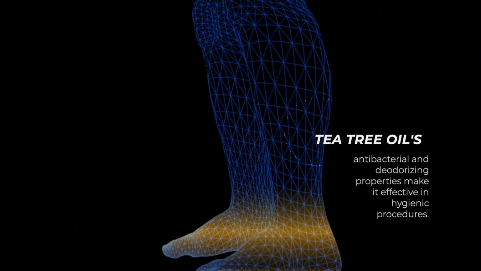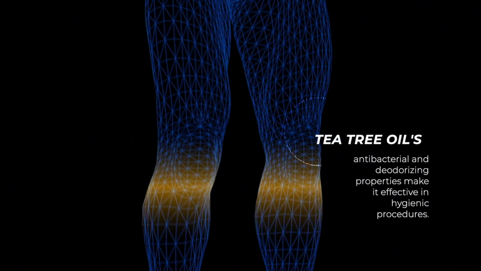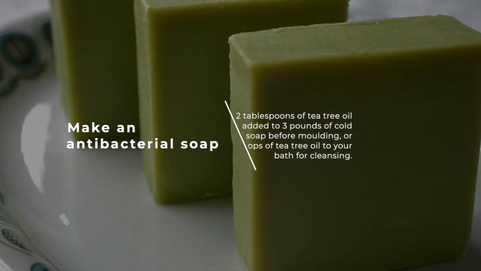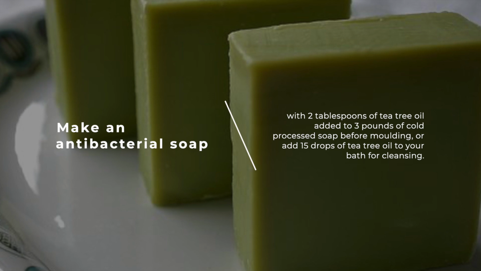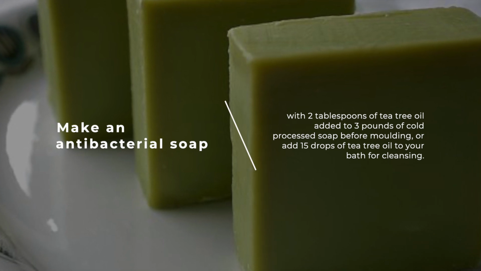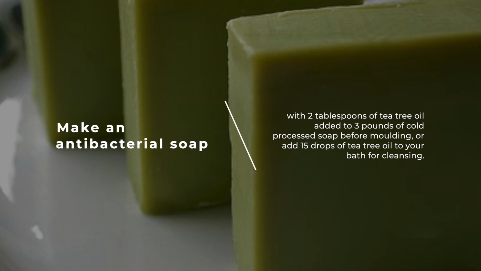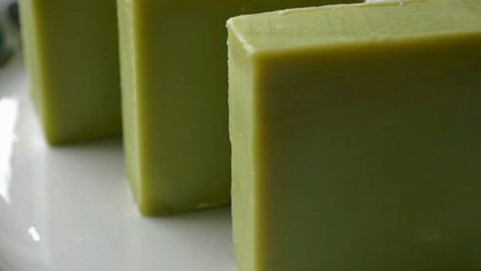6. Personal care. Tea tree oil's antibacterial and deodorizing properties make it effective in hygienic procedures. Make an antibacterial soap with 2 tablespoons of tea tree oil added to 3 pounds of cold processed soap before molding, or add 15 drops of tea tree oil to your bath for cleansing.